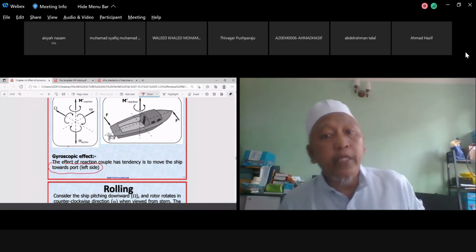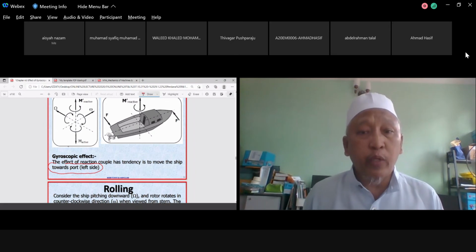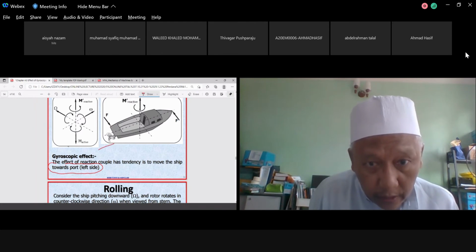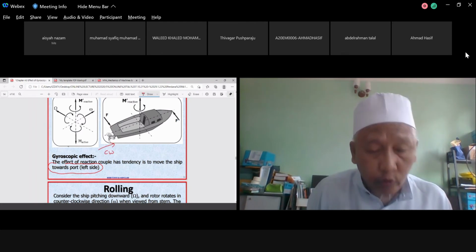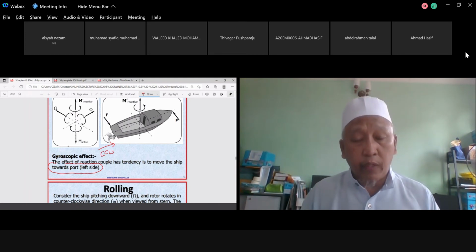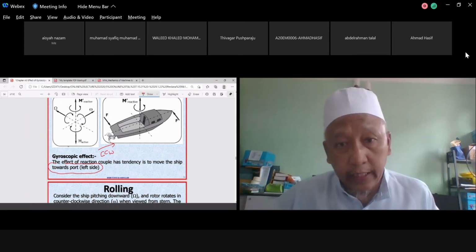Please do not memorize this one. Remember, do not memorize this one. This one is when you are viewing the propeller from the stern, and it is rotating clockwise. If rotating counterclockwise, you'll be getting the opposite results. Okay, do not memorize whatever we discuss here. Understand how the thing works and how it goes about.